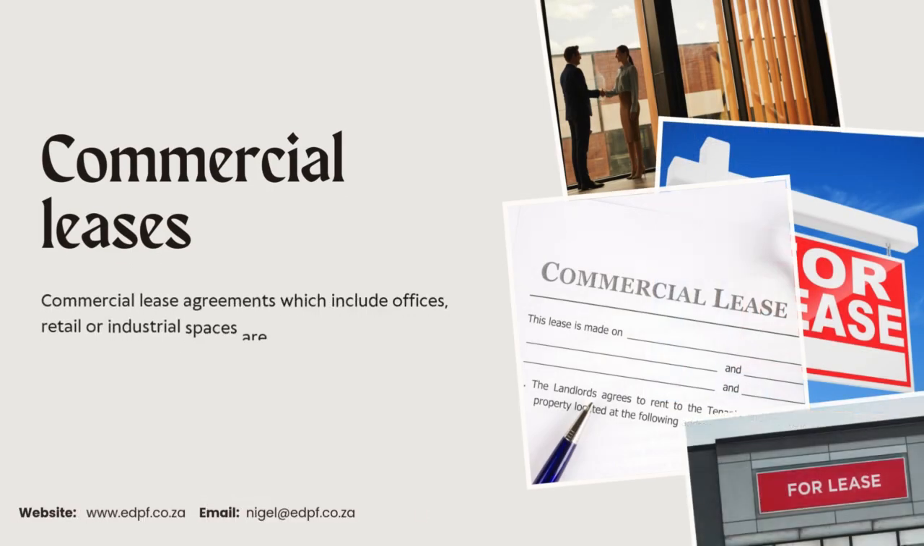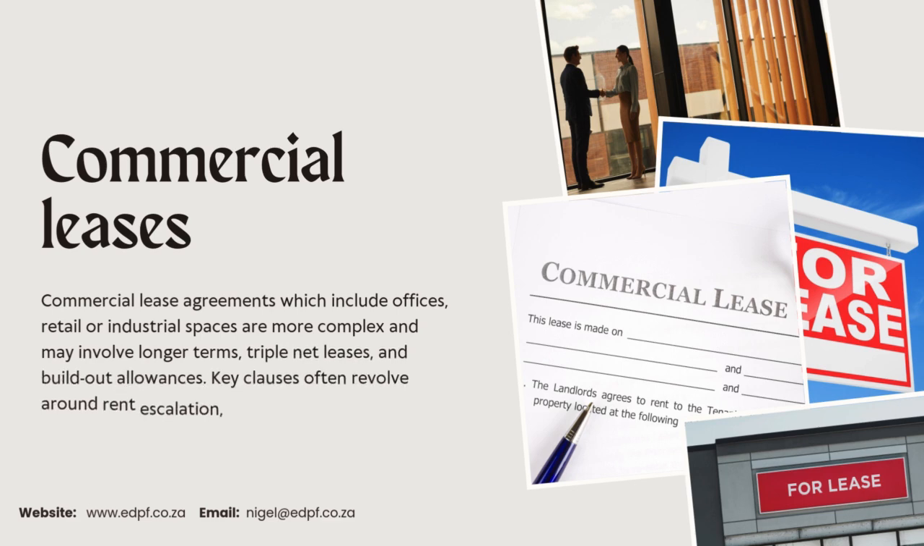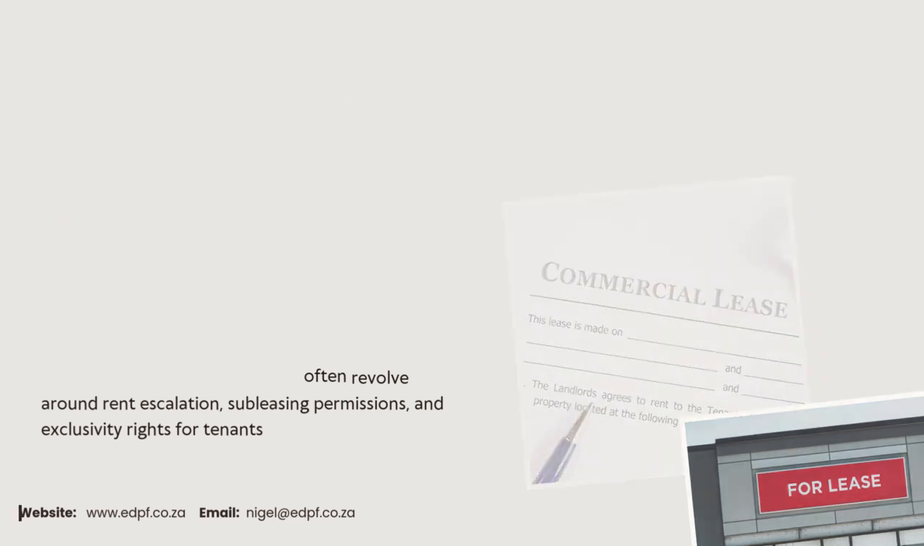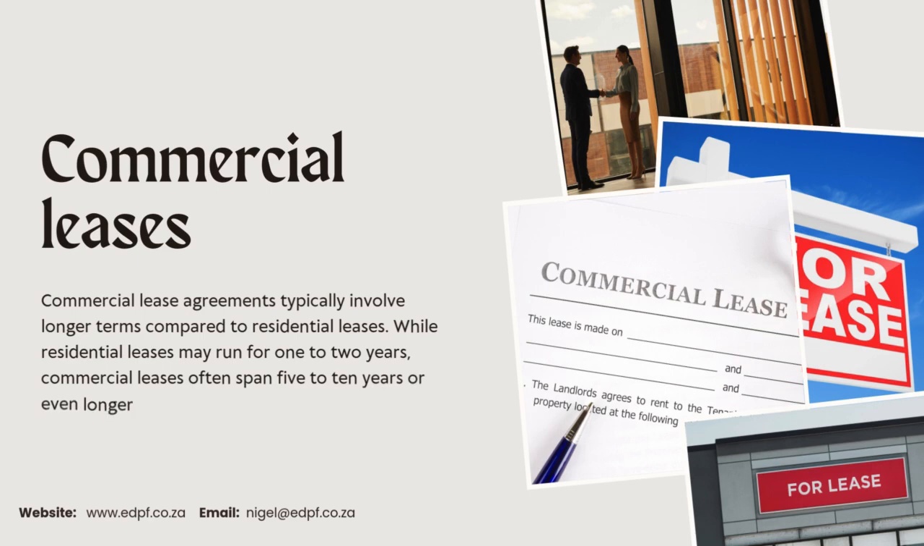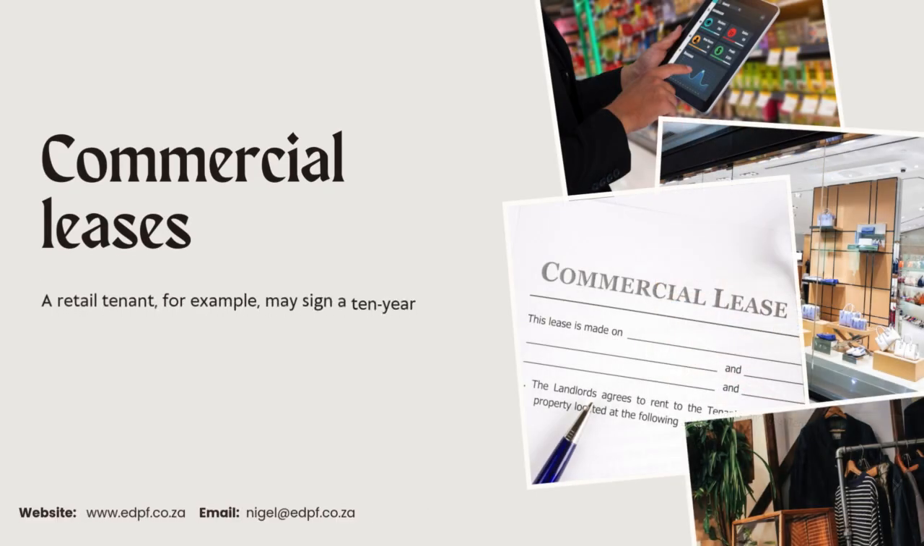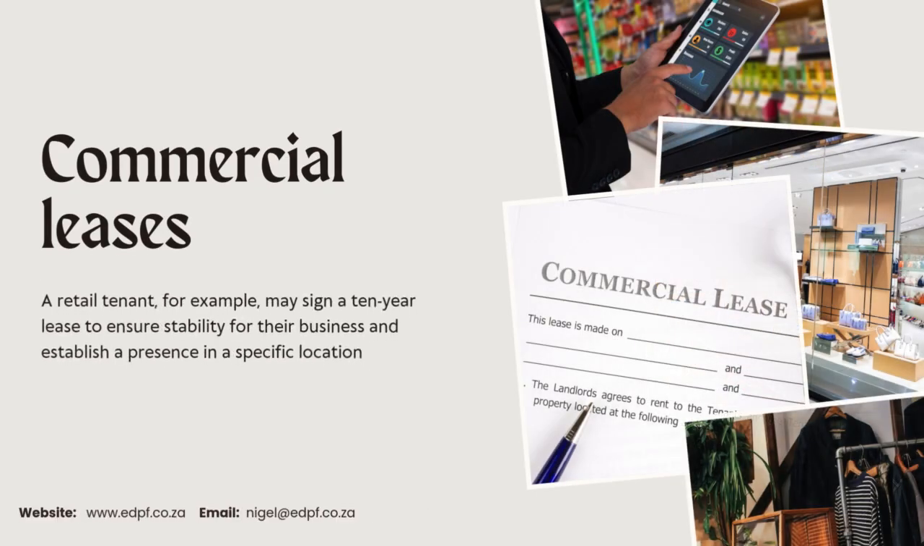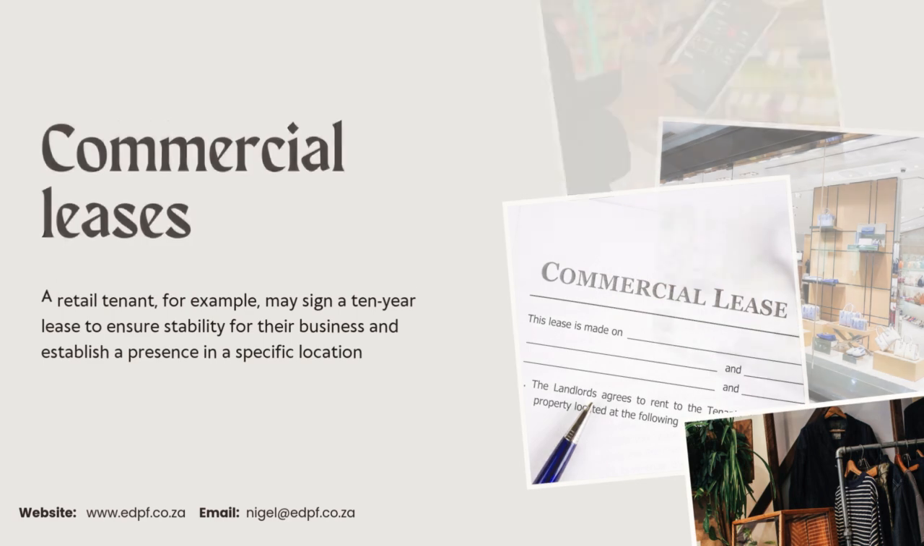Commercial lease agreements, which include offices, retail or industrial spaces, are more complex and may involve longer terms, triple net leases, and build-out allowances. Key clauses often revolve around rent escalation, subleasing permissions, and exclusivity rights for tenants. Commercial lease agreements typically involve longer terms compared to residential leases. While residential leases may run for 1 to 2 years, commercial leases often span 5 to 10 years or even longer. A retail tenant, for example, may sign a 10-year lease to ensure stability for their business and establish a presence in a specific location.